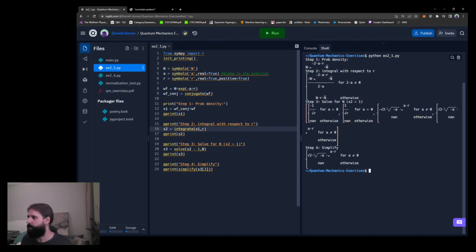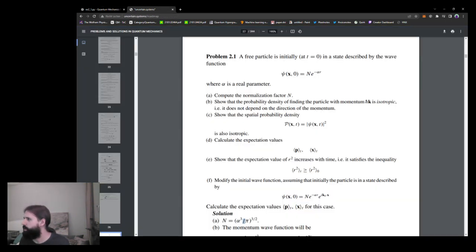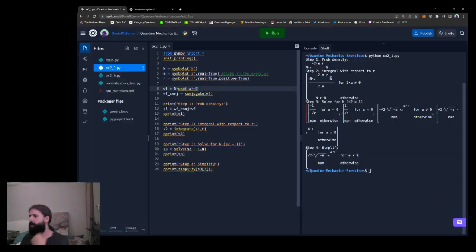But all I'm doing is, I know this is real, I know that R is real and positive. We know n can be complex, so we don't really know much about n. And then I think that is the correct way of expressing these. It's n times e to the power of minus alpha times r. We conjugate that, and so we print these here, and then basically we do the integral with respect to r.